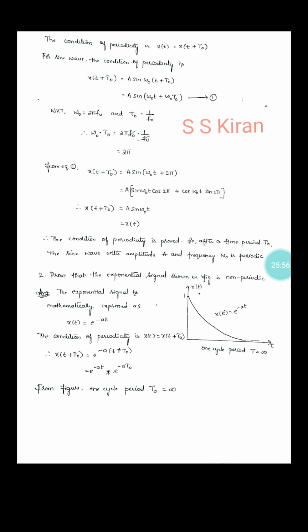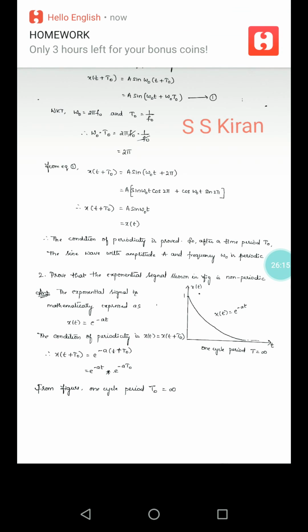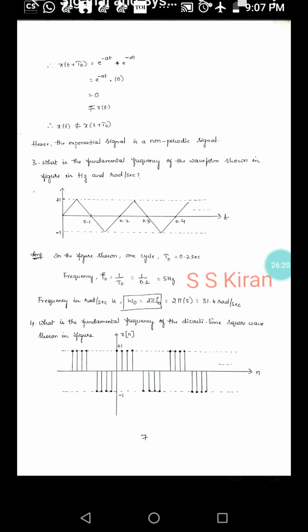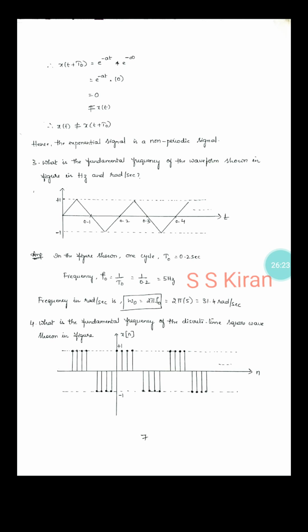Coming to the second problem: the exponential signal is obviously a non-periodic signal. You can see from the problem that it does not touch 0. For one cycle, the period T tends to infinity. Then x(t plus T naught) is e power of minus a t into e power of minus a T naught. From the figure, T naught is equal to infinity. So x(t plus T naught) is e power of minus a t into e power of minus infinity. So finally x(t) is not equal to x(t plus T naught). That is why the exponential signal is a non-periodic signal.